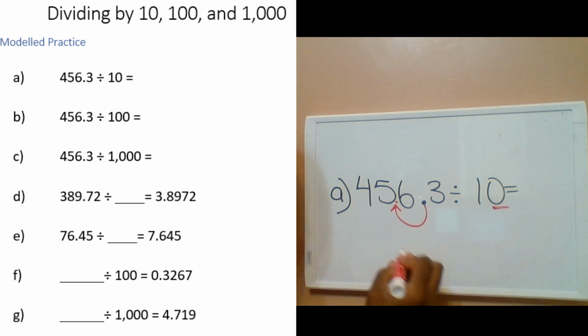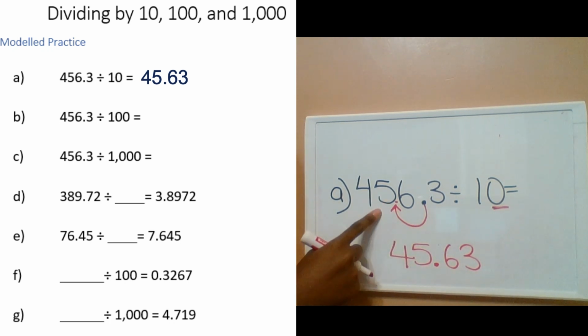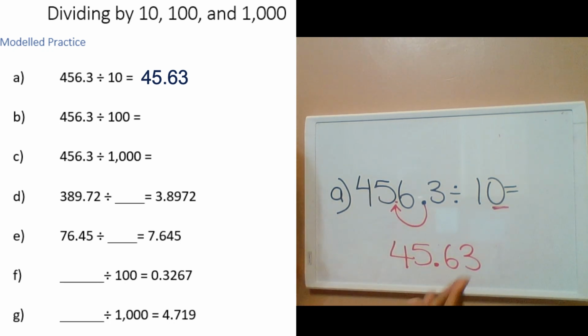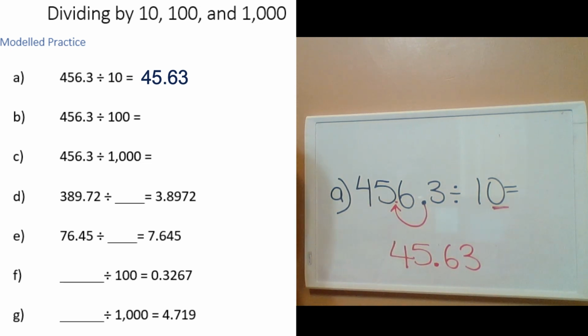So my answer is going to be 45.63. My answer is smaller than what I started with. And that makes sense because I am dividing. So again, since I'm dividing by 10, all the digits move one place, or I can move that decimal point one place. Let's try the next question now.